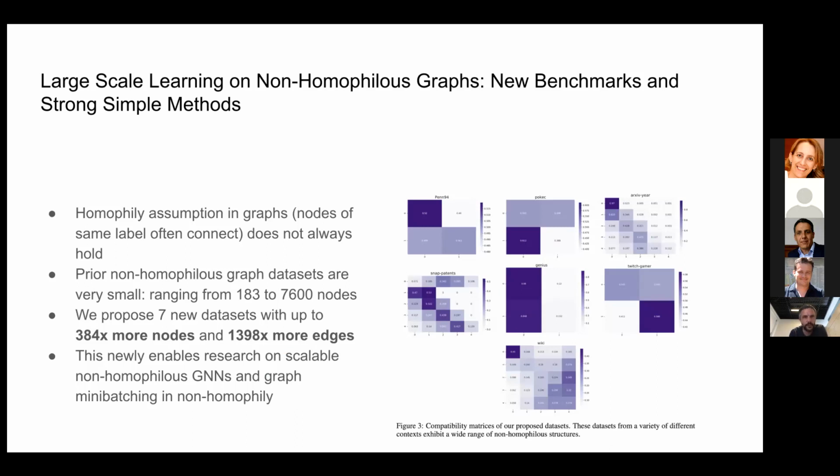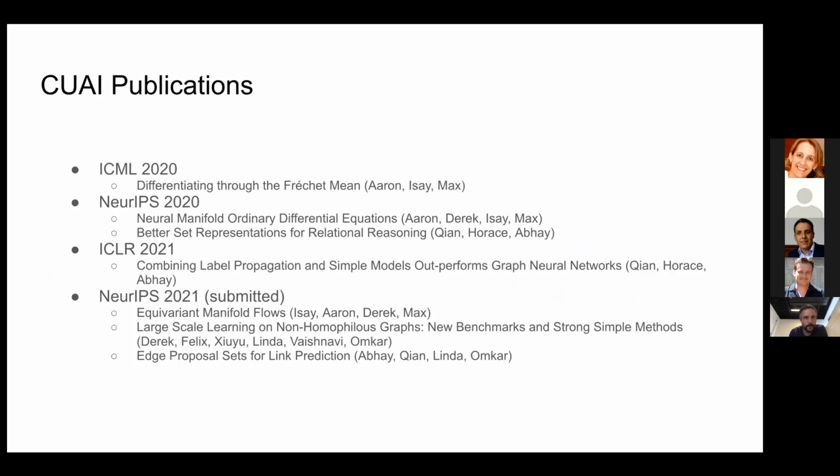So doing large-scale learning on non-homophilous graphs is a foundationally underdeveloped area. And so another group of undergrads is tackling that in some ongoing work. And this is just a snapshot of what our undergrads produced with this support.